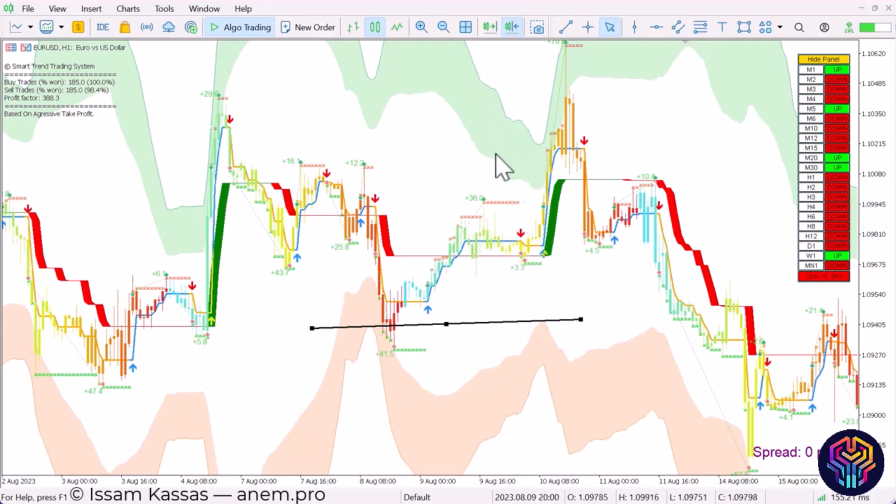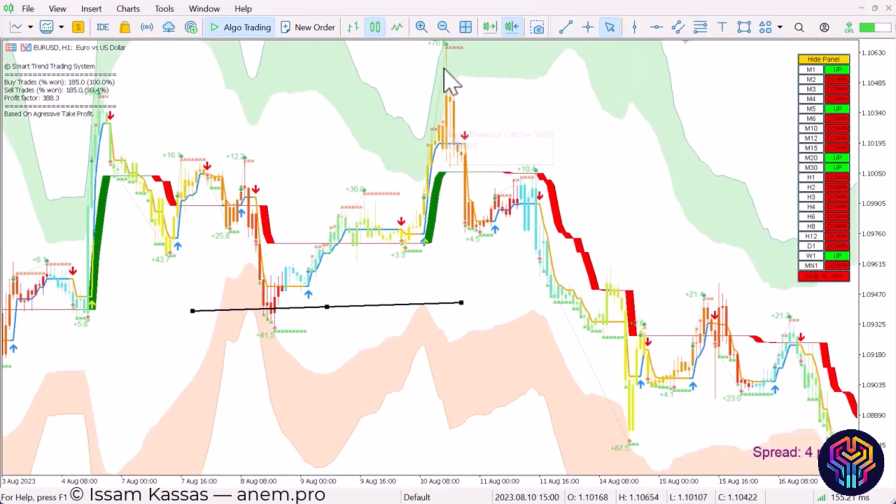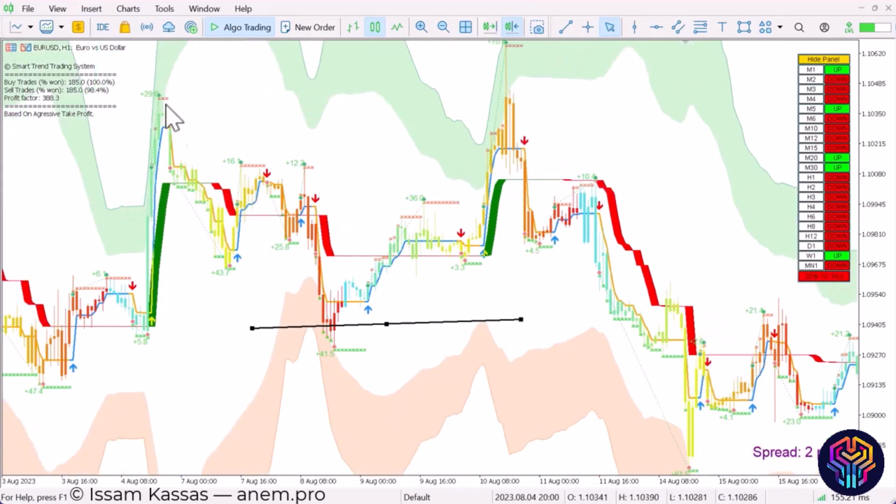If you bought, obviously you want to wait for the price to touch the upper band, or upper zone here, the reversal upper zone, and if you sold, you want to wait for the price to touch the lower one. Like in this example here, the candles do not really show the color, so you might want to not take this trade, even though it turns out to be a good trade.